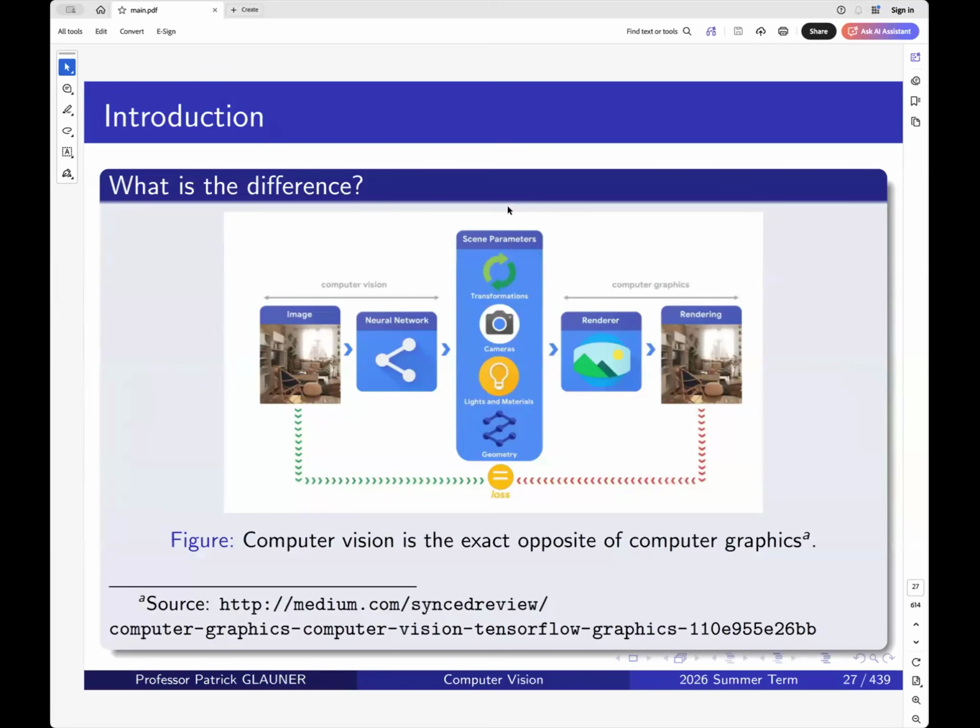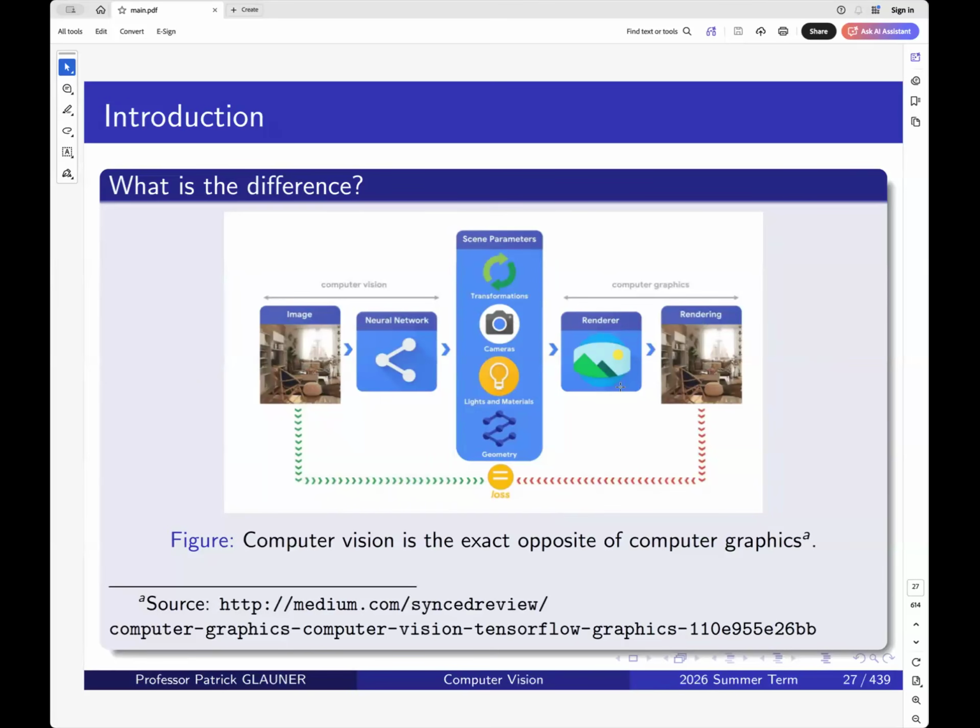Now, there is another interesting differentiation. What's actually the difference between computer vision and computer graphics? Both terms start with computer, but one is computer graphics and the other one is computer vision. Oftentimes these two terms are mixed up in a lot of discussions. This course will really focus on computer vision, not on computer graphics. But what is the difference between these two terms?